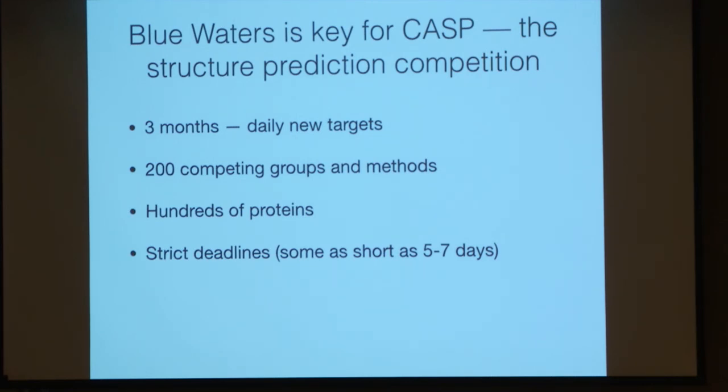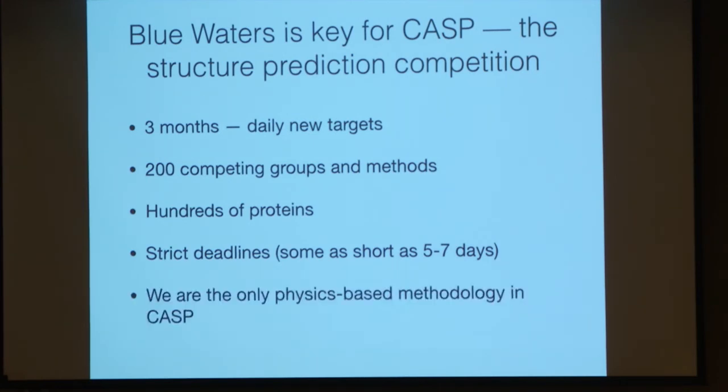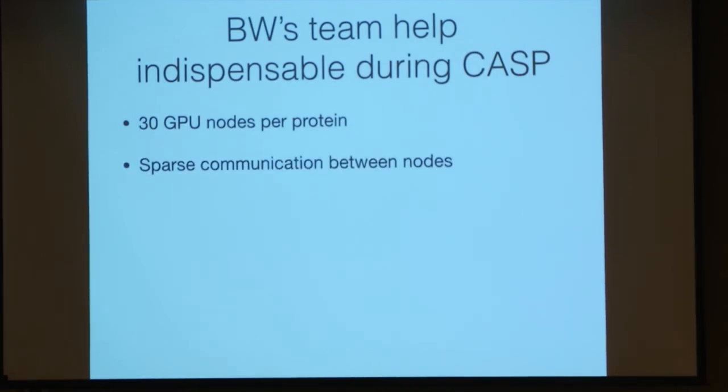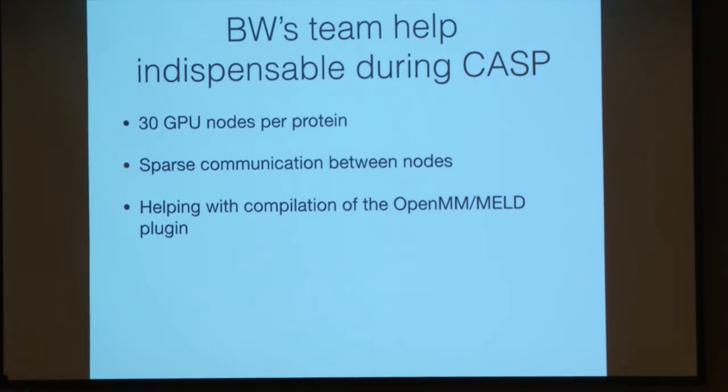If we have to wait in the queue for 3-4 days, we're not going to be able to predict anything. And so the nice thing is that we are currently the only physics-based approach that participates in CASP with these very tight deadlines. And what we can do is use about 30 GPUs per protein that we simulate. We have sparse communication between the nodes, and so we have had a lot of help in how to optimize these to run efficiently and work in the queues in Blue Waters.